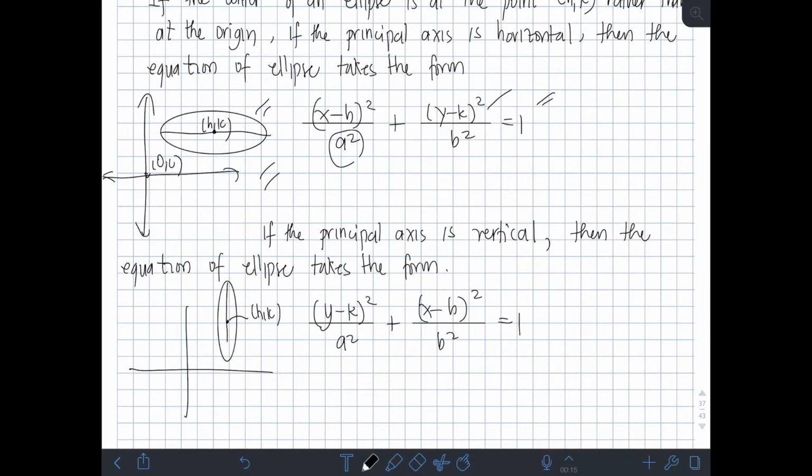Yung principal axis niya, ang major axis, is parallel dito sa y-axis or vertical axis. Tapos, palatandaan ulit, kung yung y minus k quantity squared is mas malaking denominator kasi dito sa x minus h quantity squared, then ito yung form ng ating ellipse at ganito yung itsura niya. Okay? So, para ma-illustrate yung these types of ellipse, magsolve tayo ng examples.